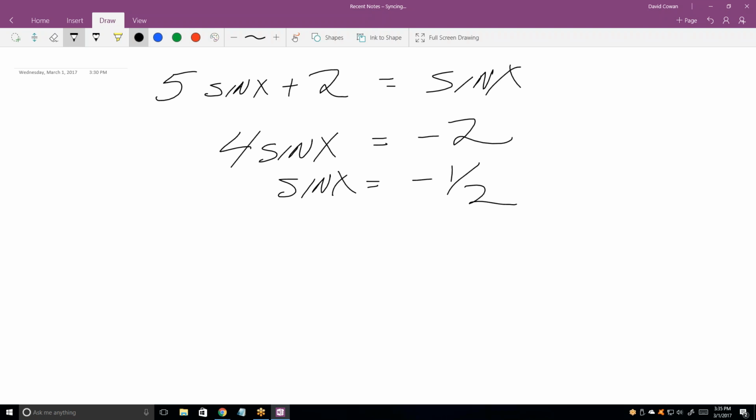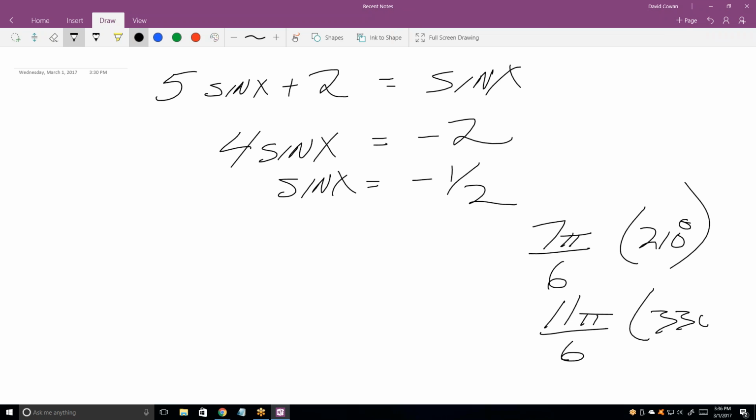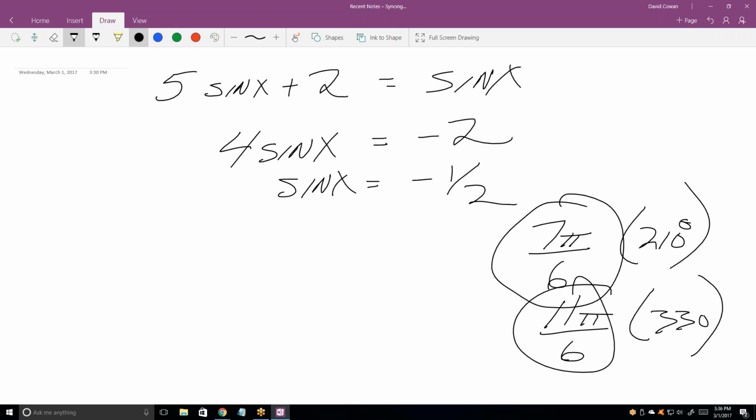What's the angle in the third quadrant that's the equivalent of 30 degrees? 7 pi over 6. I'm glad to see you thinking in terms of radians. That's also 210 degrees. And how about the fourth quadrant? 11 pi over 6, which is 330. So, in the unit circle, these would be the two answers.